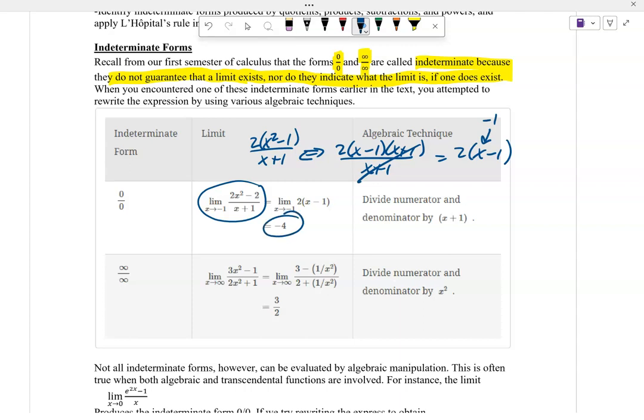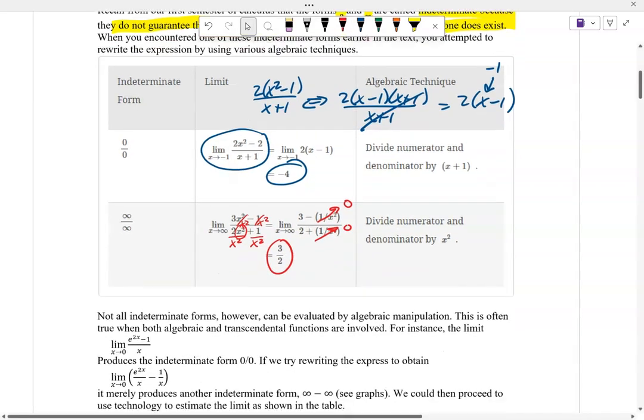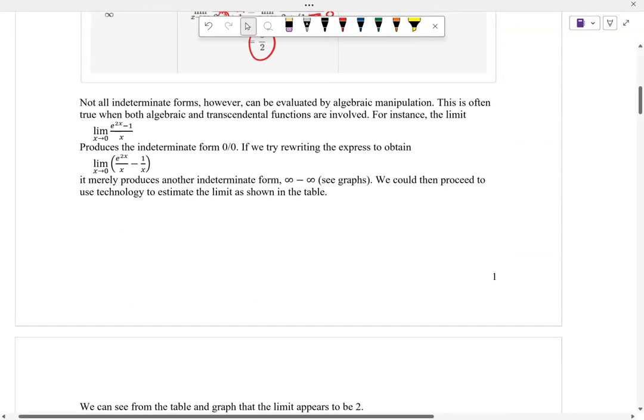Or, like in the second scenario, if you get an infinity over infinity, also indeterminate. Another algebraic technique that we did is we took the largest power of the denominator, which is that x squared right there, and we divided everybody by that x squared. And then we would throw the infinity in, and that would go to 0, and that would go to 0, and we'd end up with our 3/2, right? The problem, though, is we can't always do it with this algebraic manipulation.